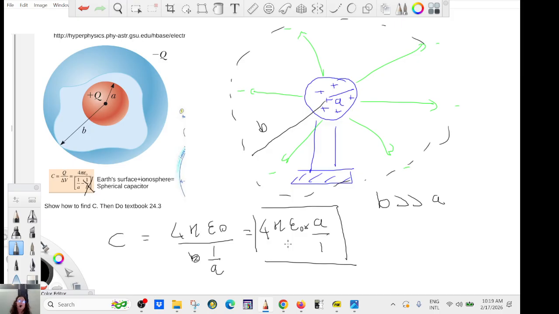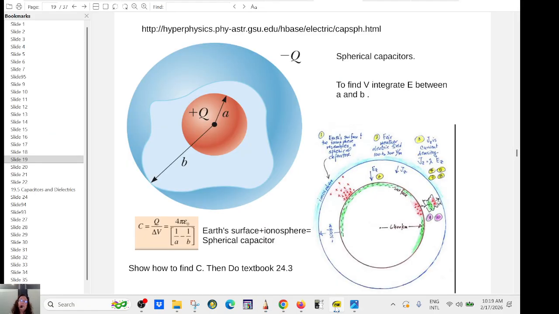So capacitance is just going to tell you how much charge you can hold for a given voltage applied to the two conductors or applied to the device. So it's not that hard to understand. It's a headache to do the calculus.